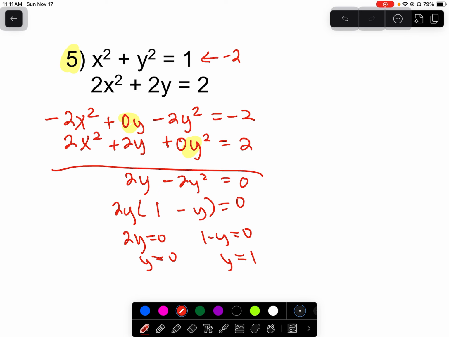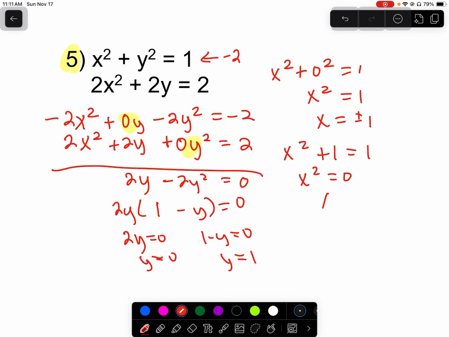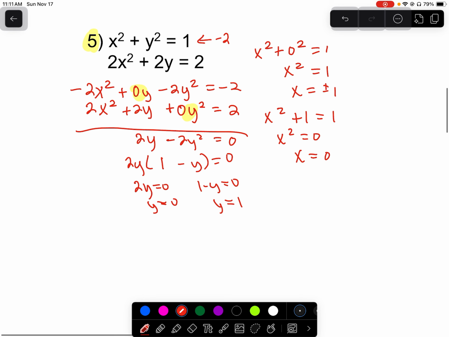The easiest equation containing both x's and y's, I think, is probably this top one. So we get x squared plus 0 squared equals 1. So x squared equals 1. So x is plus or minus 1. Remember when you're square rooting. And then if we get x squared plus 1 equals 1, then we get x squared equals 0. So x equals 0.